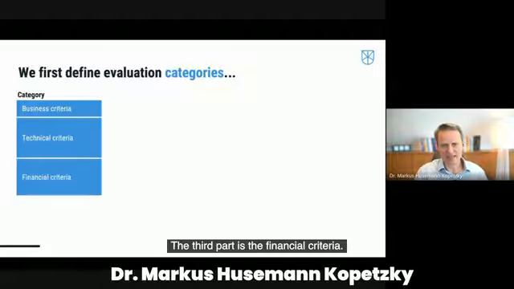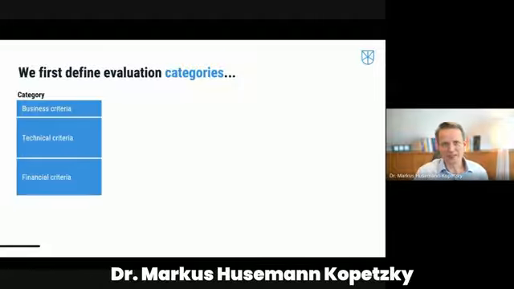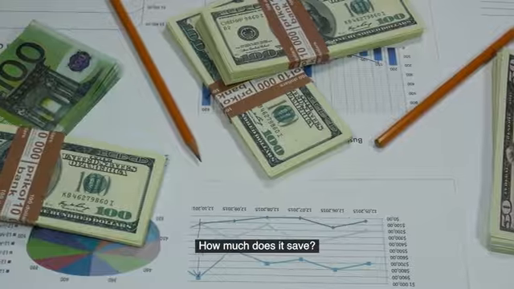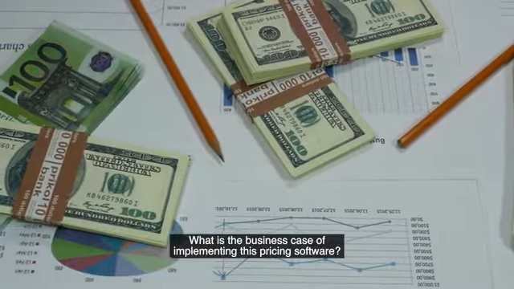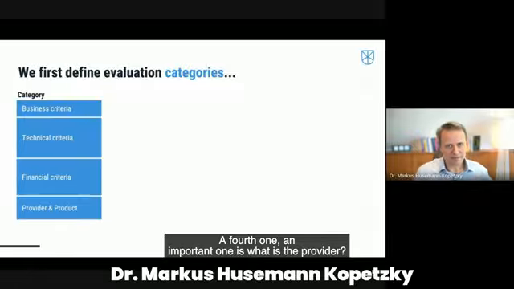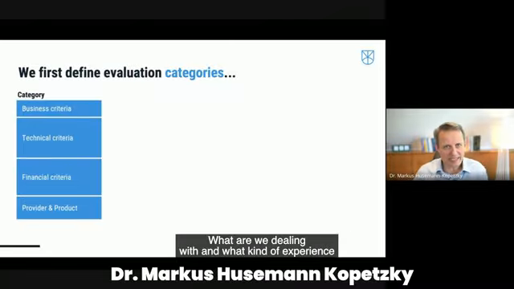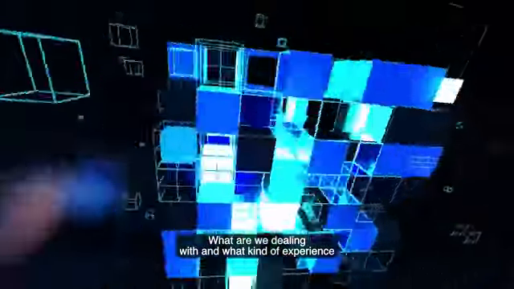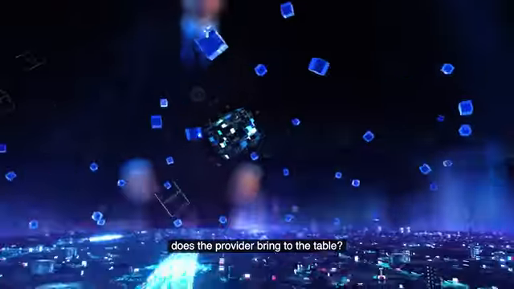The third part is the financial criteria. How much does it cost? How much does it save? What is the business case of implementing this pricing software? A fourth one, an important one, is the provider. What are we dealing with? And what kind of experience does the provider bring to the table?